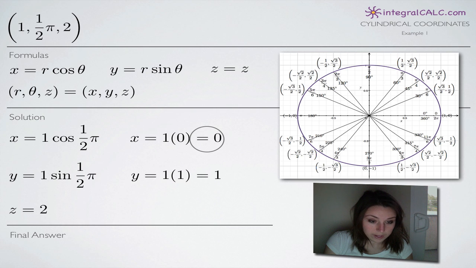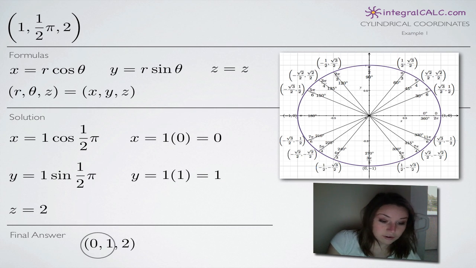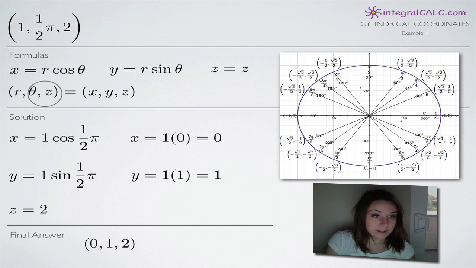And then for our y equation, the sine of pi over 2 is going to be replaced with 1, because remember that sine of the angle pi over 2 is the y coordinate at that angle on the unit circle, which in our case is 1. So we end up with 1 times 1, and so we get y equals 1. Now all we have to do is put our 3 coordinates together for x, y, and z, and we'll get our final answer, which is 0, 1, 2. So converting these cylindrical coordinates 1, pi over 2, and 2 to rectangular coordinates yields 0, 1, and 2. That's our final answer.